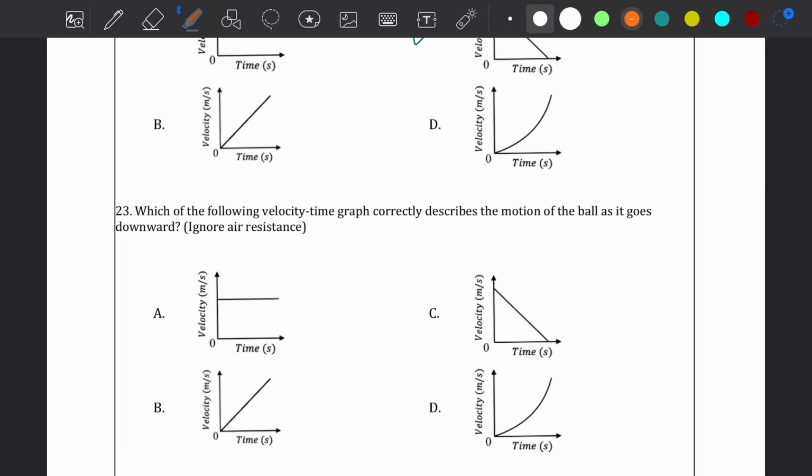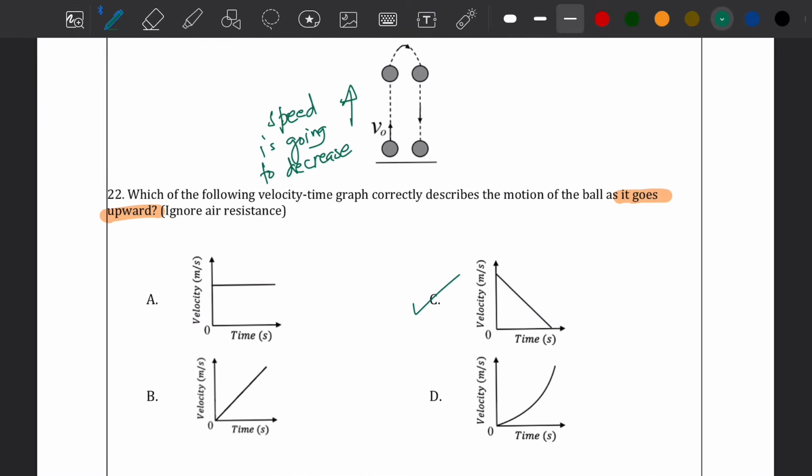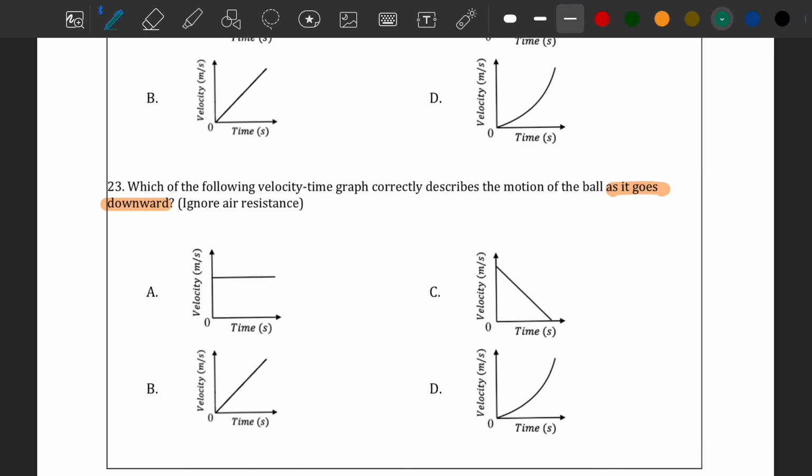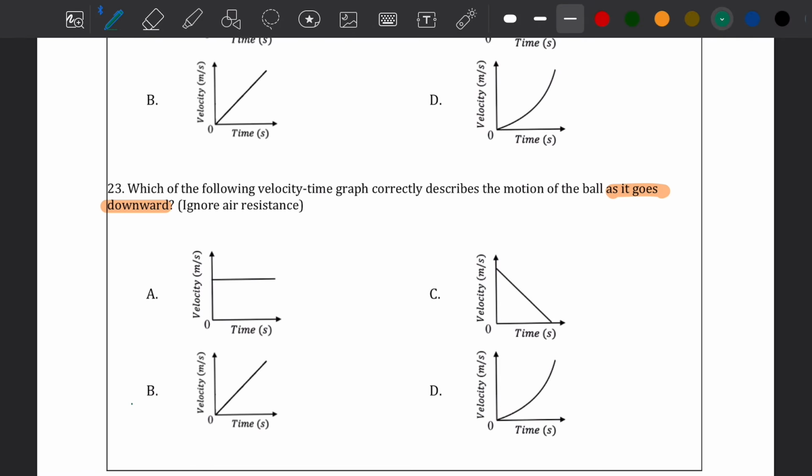Next, the same thing, but now they are asking when it goes downwards. So when it goes downwards, we know that its speed is going to increase. And again, acceleration due to gravity is a constant value, so we should be having a straight line. So the answer will be B.